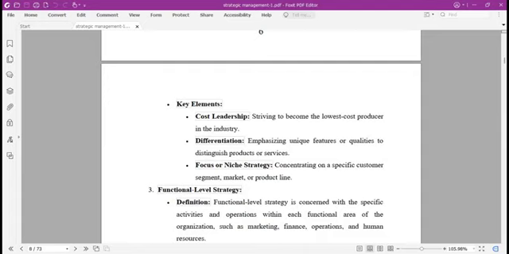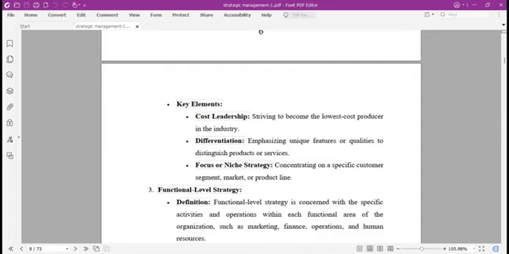This means that the organization stands for quality. You distinguish your product. Your product is unique in the market. It might be the branding, the packaging, just to mention a few.